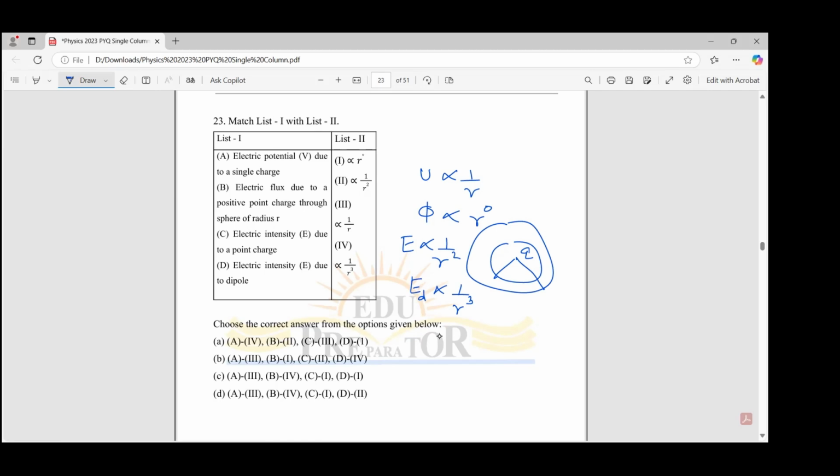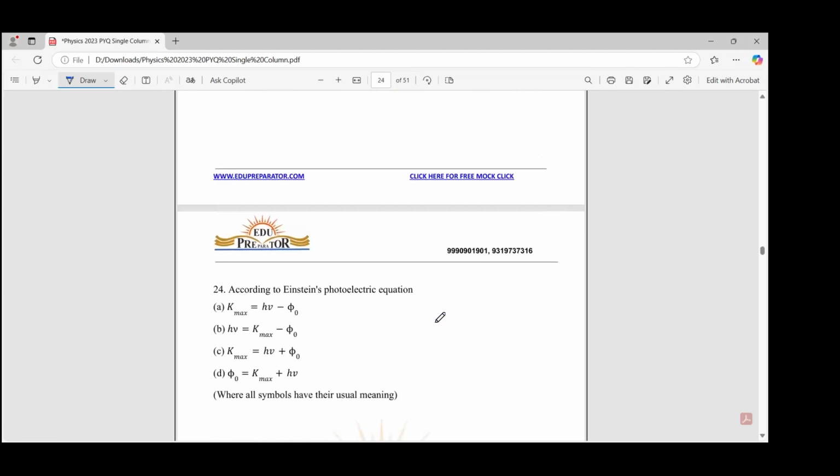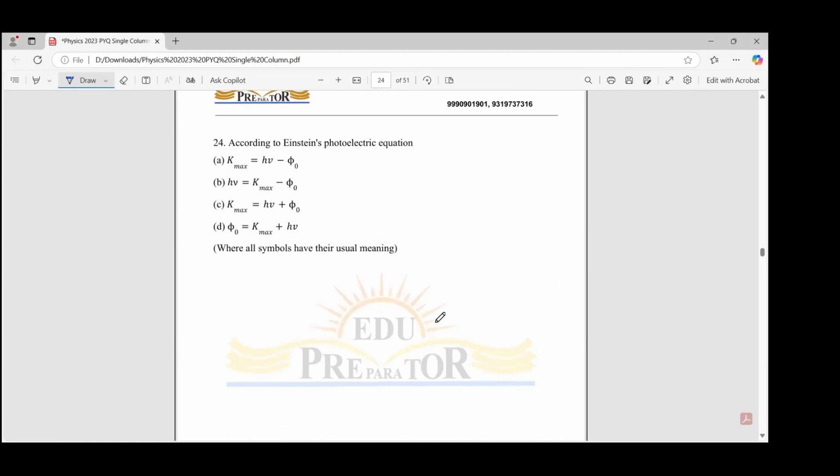So you find that electric potential is the one which involves the first power. So making this as the correct answer, right? So let's move further. Now, I don't think so this is the question which need too much of discussion straight away. The famous Einstein photoelectric equation. Maximum kinetic energy of the electron is the difference of the energy of photon and the work function. Therefore, no second thought, A is the correct answer.